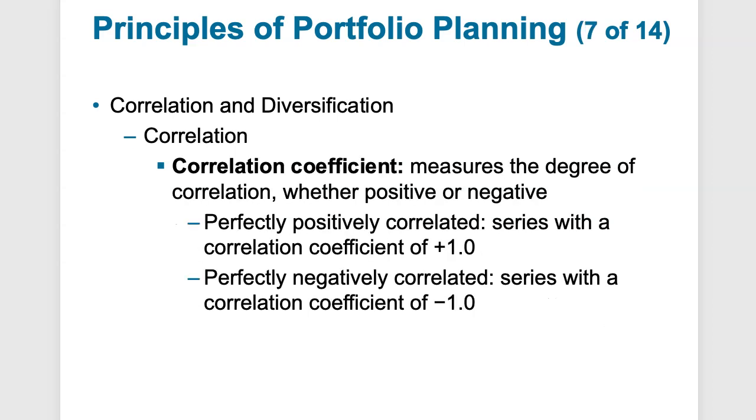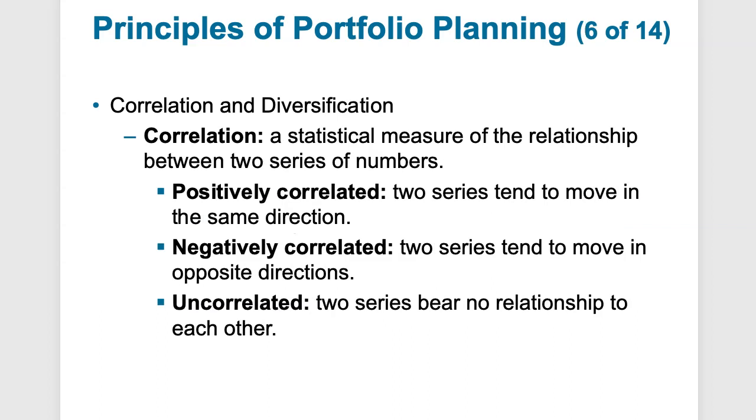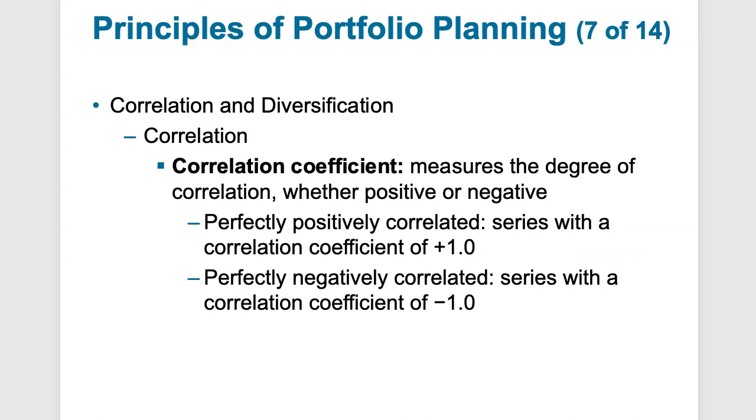Okay, now what we use is a correlation coefficient. This is a measure where, back here we're just talking about the concept. Here we're actually trying to put a number on it. So we could say two positively correlated assets always moving in the same direction would have a correlation coefficient of 1. Two perfectly negatively correlated assets would have a correlation coefficient of -1.